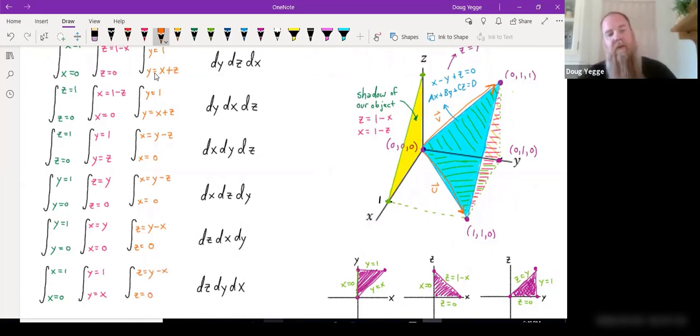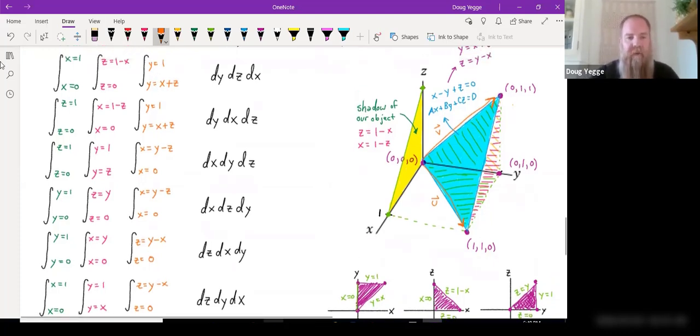So we should always notice that when we're setting up our limits of integration, the outer limits of integration will be constant. The middle limits of integration will either be constants or they will be in terms of the variable in the last limit. And the innermost will be in terms of the two variables that come after it. So y will be in terms of x and z, x will be in terms of y and z, and z will be in terms of x and y, or they will be constants.